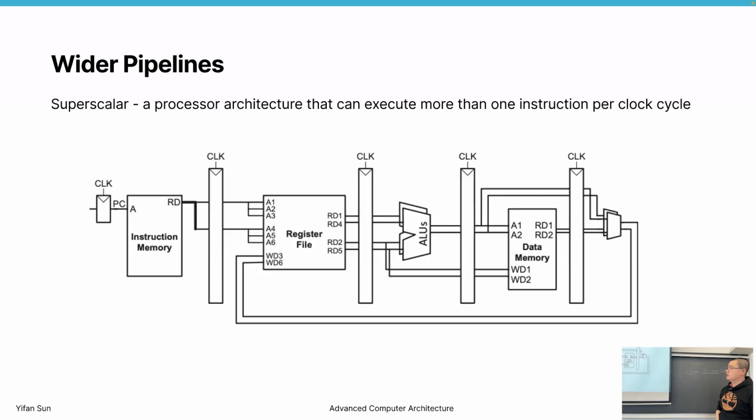So what is 6-issue? That means we have 6 sets of ALUs so that we can issue 6 instructions in one cycle. Now also when we talk about issue, some pipelines may have a dedicated issue stage. In this case, you can consider the issue stage right here, right? We get the instruction from instruction memory, then we're issuing 2 instructions into the register file. So this is an implicit issue stage.